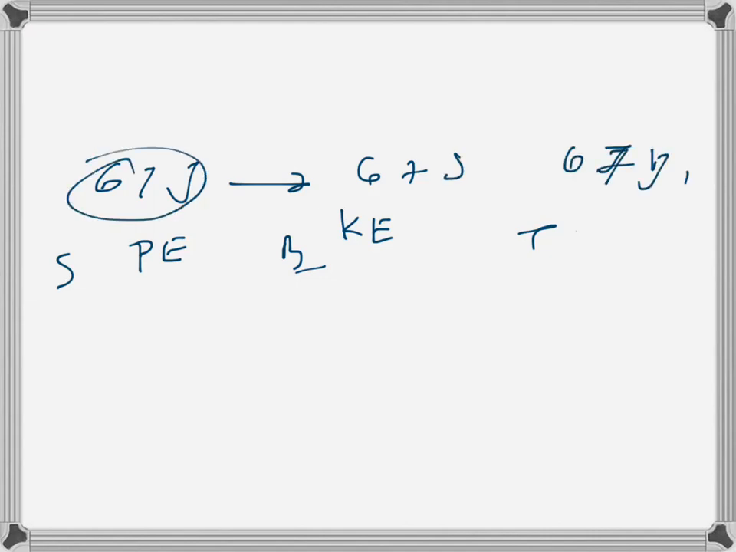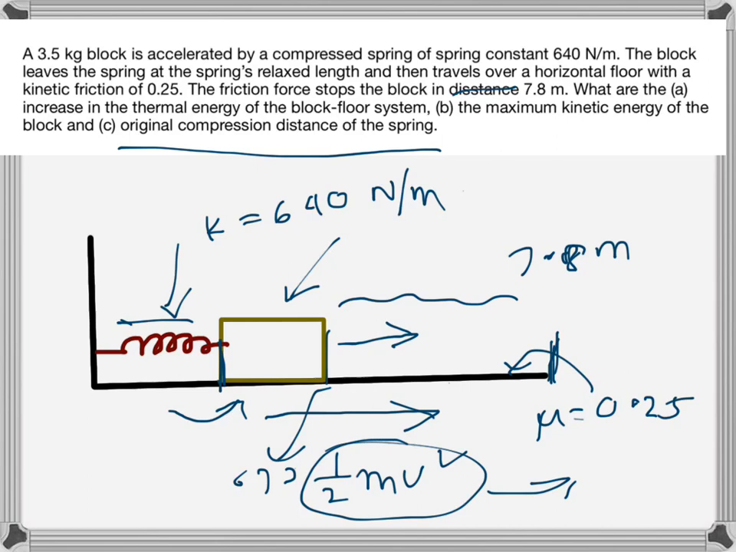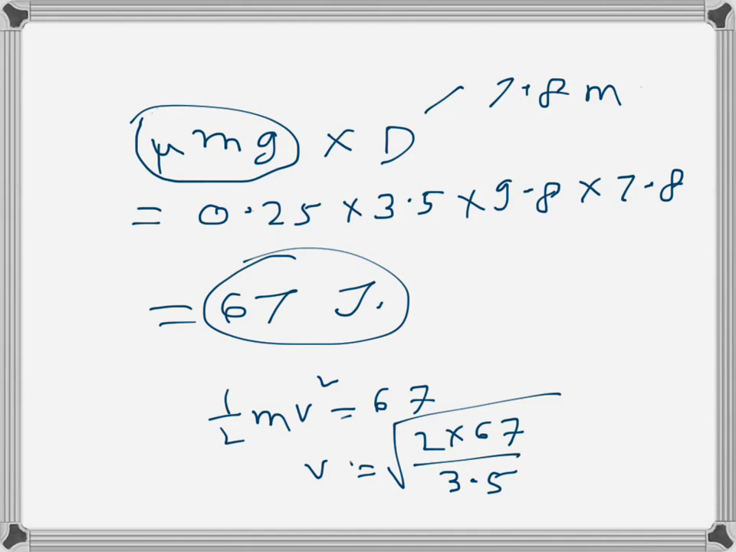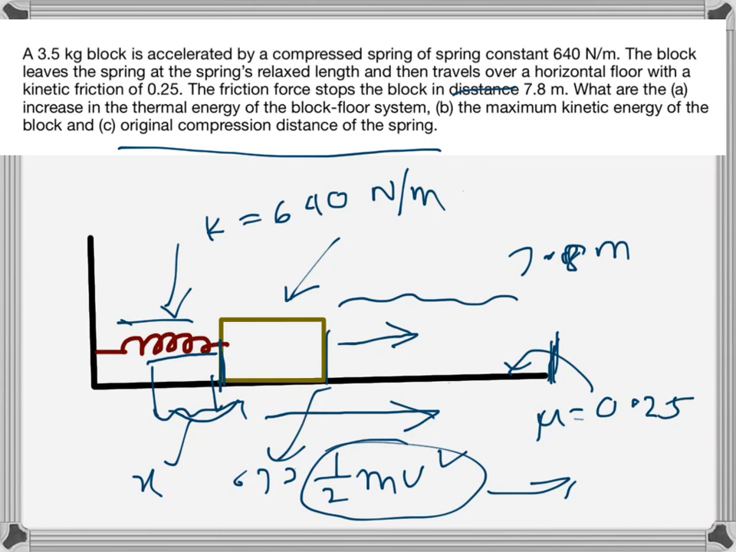So here also the spring's potential energy is 67 joules, and we get the spring's potential energy from the expression half k x squared, x being the displacement from its relaxed position. If this is position 0, when the spring is relaxed, then how much it goes when compressed is x in this expression. So that is what we need to find: the original compression distance of the spring, that means how much it compressed.